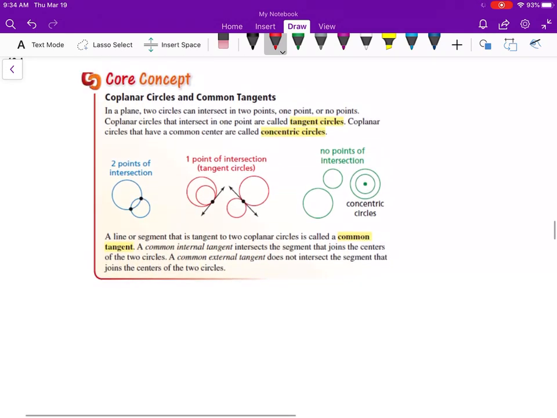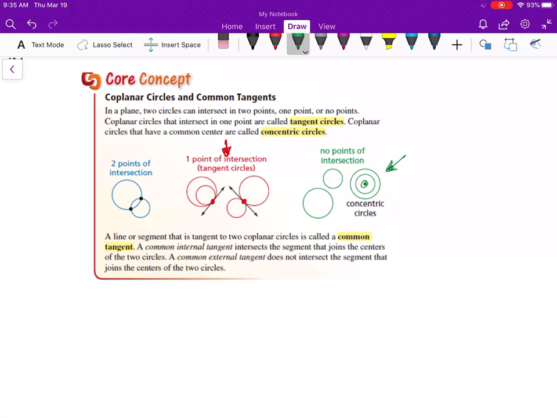Okay. Coplanar circles and common tangents. So in a plane, two circles can intersect in 2 points, 1 point, or no points. Coplanar circles that intersect in 1 point are called tangent circles. Okay, so these are the circles in red right here. These are tangent circles. They intersect at 1 point. All right. Coplanar circles that have a common center are called concentric circles. So this in green over here, these are concentric circles because they share the center.